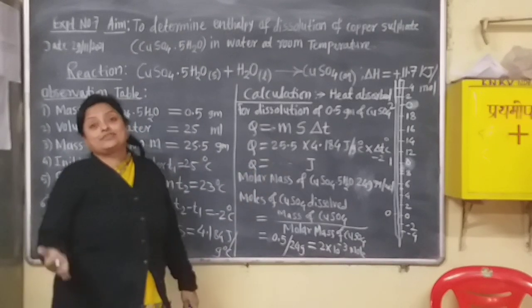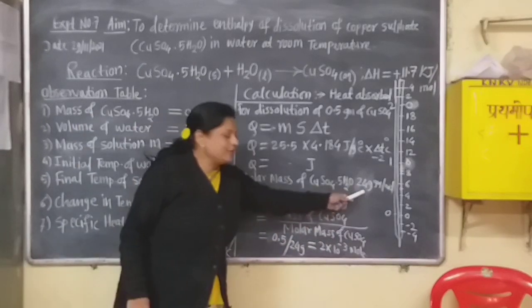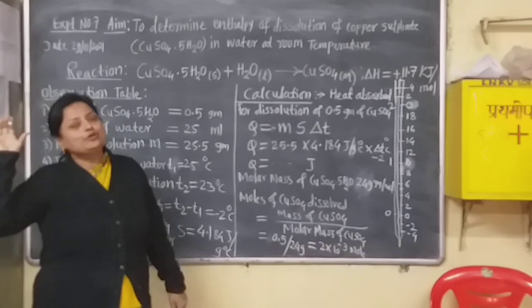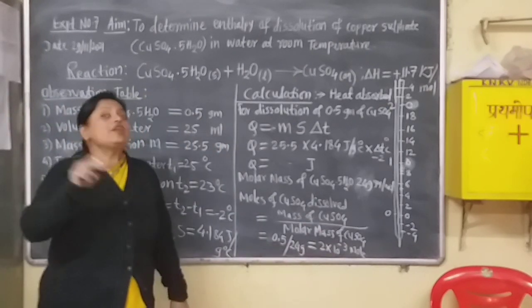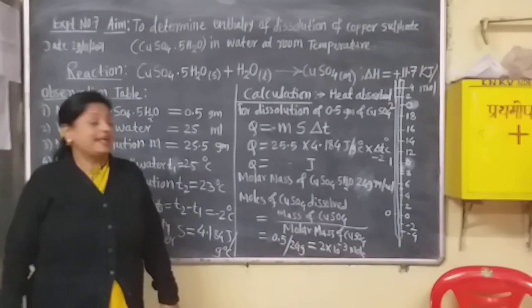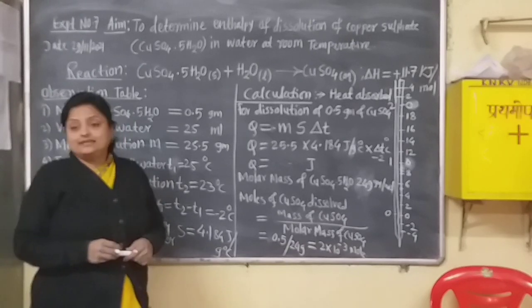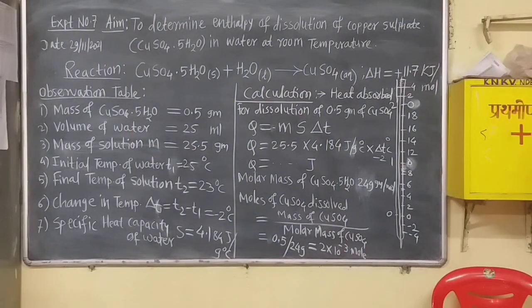Then for 1 mole means 249 gram. So 0.5 gram corresponds to 2 into 10 raised to minus 3 moles. So for 1 mole, how much heat is required? That is calculated by cross multiplication. And the calculations are done in this way. Now we can take the picture of this.